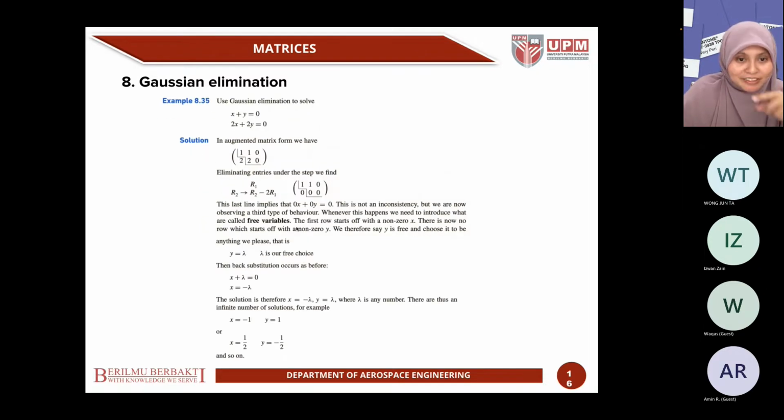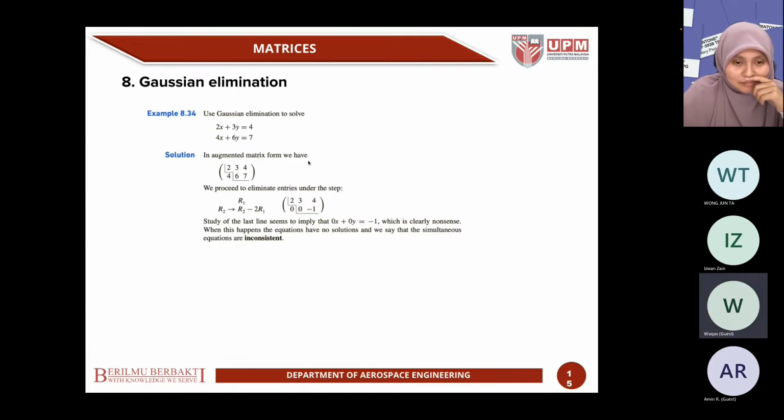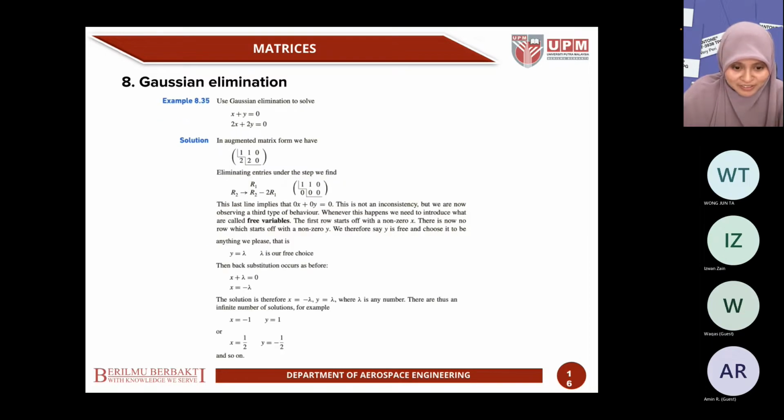Okay, other example. I have a question. On the previous slide, we luckily got 0, but what if we don't get 0? How do we do the next step? This one is an example with another solution. We'll see this one.